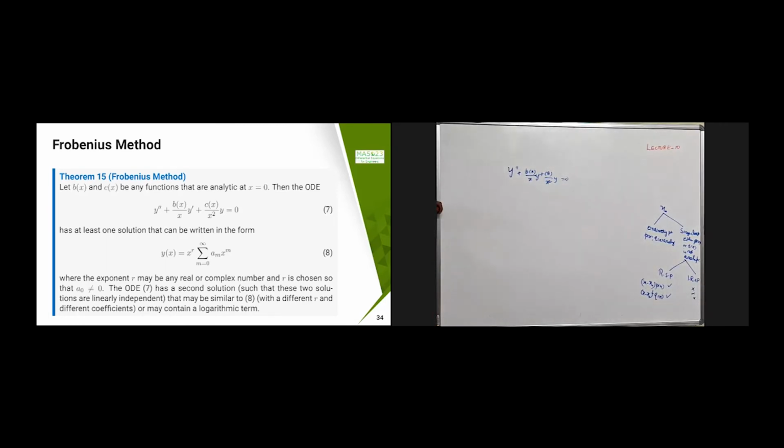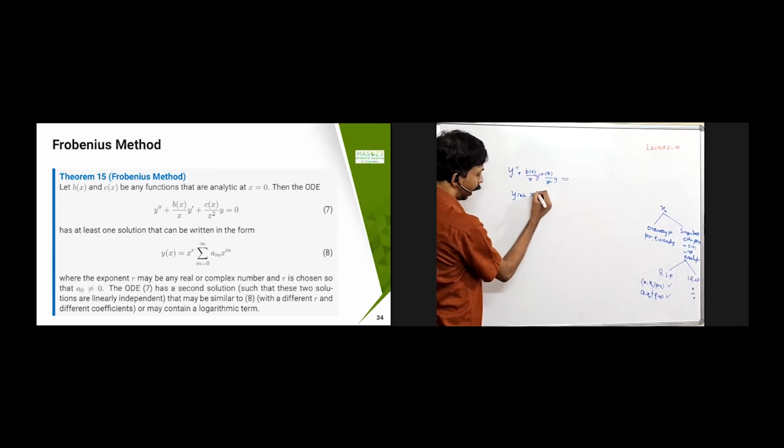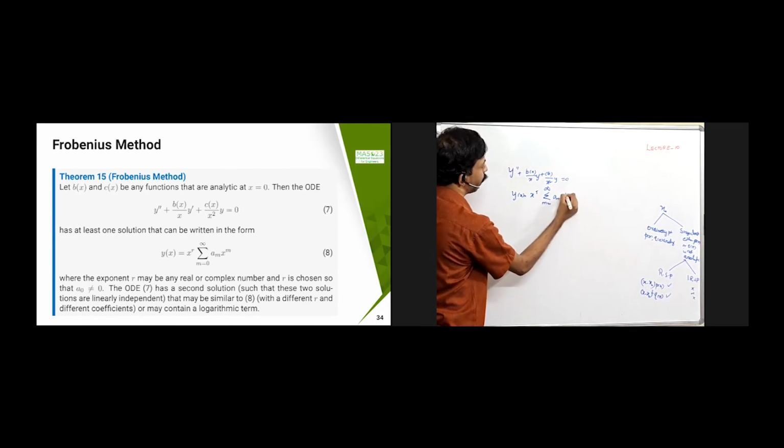Now p(x) and c(x) are analytic. So let us assume that p(x) and c(x) are analytic at x = 0. Then this ODE has at least one solution, and that solution is of this form: y(x) = x^r times the summation over m = 0 to infinity of a_m x^m.